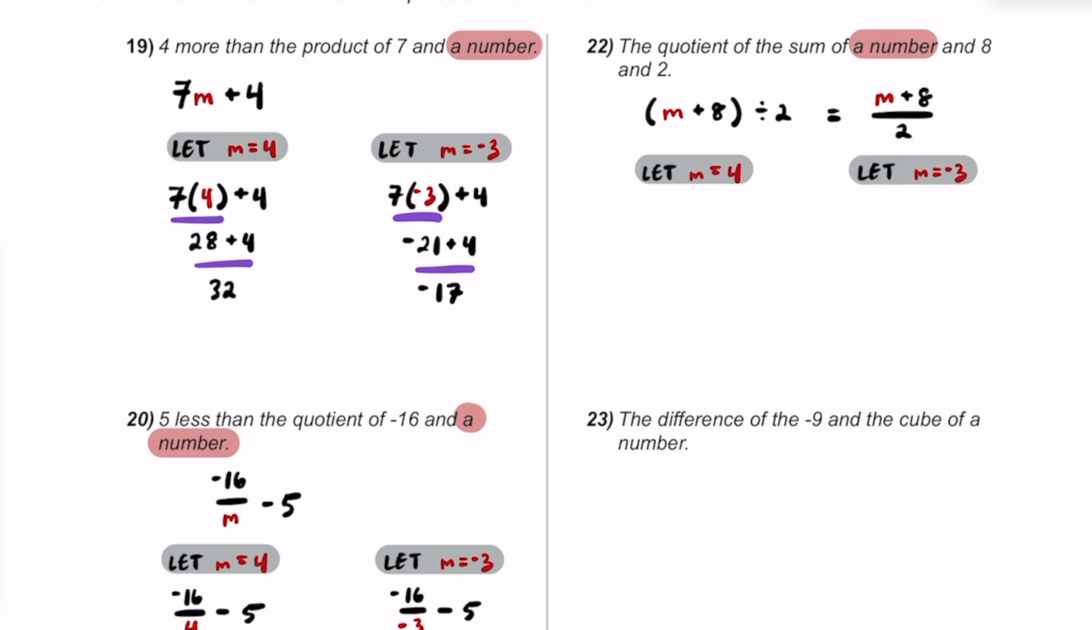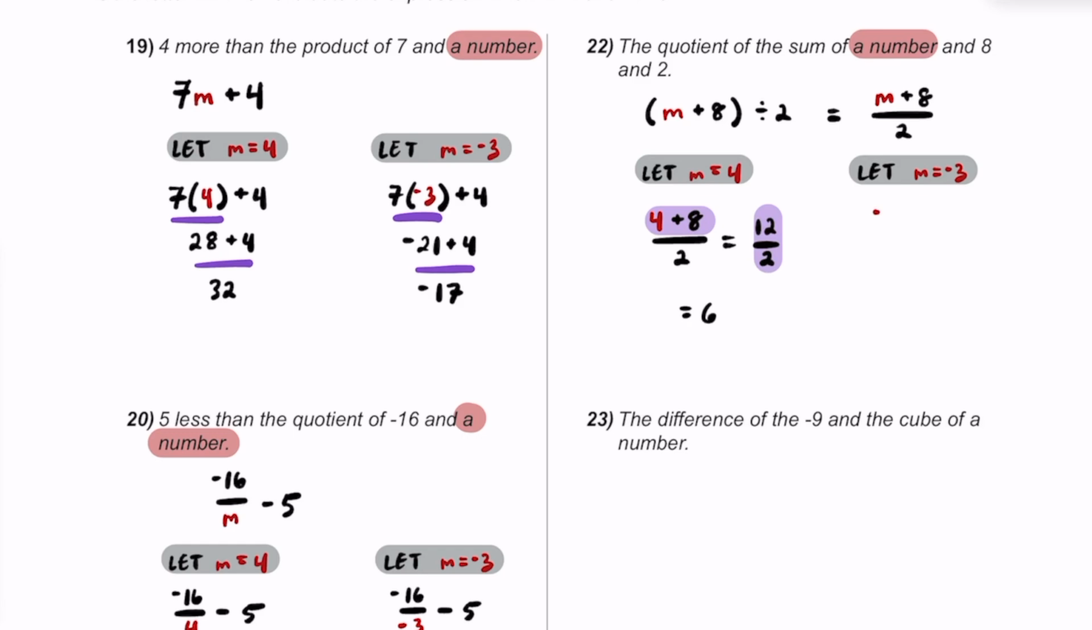Now let's go ahead and find the value of this expression given that m is 4 and m is negative 3. So let's say m is 4. If m is 4, let's see what this expression would be equal to. It'd be 4 plus this 8, and it's going to be over this 2. All right, if we're going to follow the order of operations here, we would take this 4 plus 8 and do that first. 4 plus 8 would be equal to 12. So that's going to be 12 over 2. And if you just divide 12 by 2, that's going to be equal to 6.